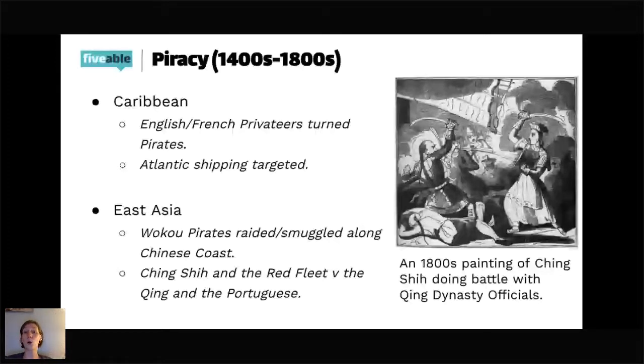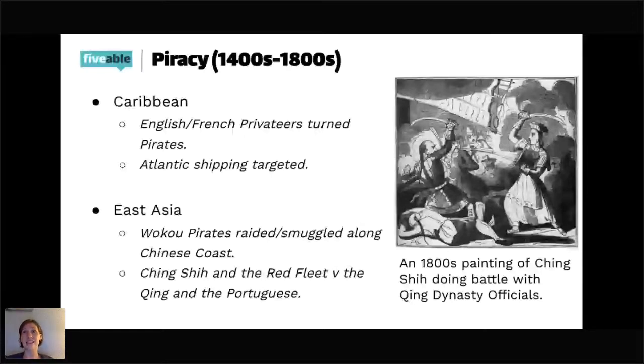She was so powerful that the Chinese government hired her to help defend their coastline as European incursions start to threaten the Chinese coastline. And at the end of her career, she negotiated amnesty with the Chinese government and a retirement package that allowed her to keep the equivalent of millions of dollars in wealth for herself and all of her sailors, because she had a whole fleet of pirate ships.